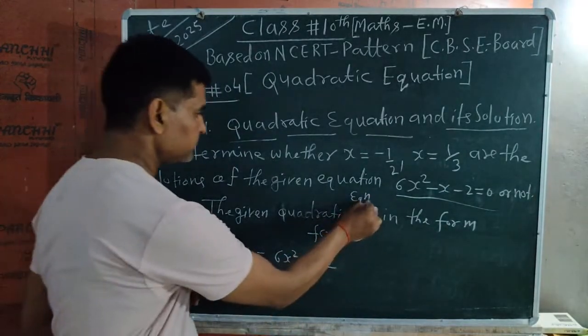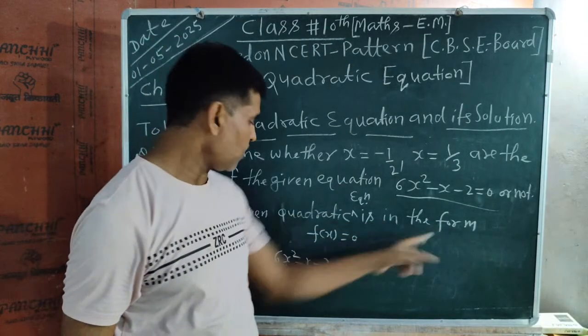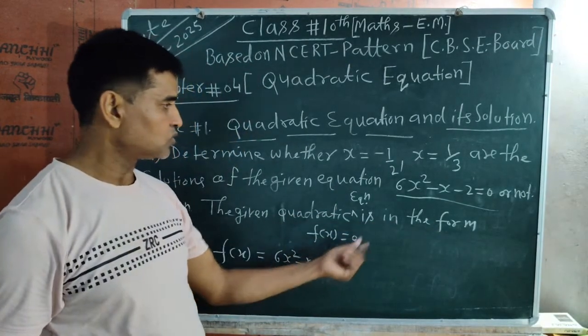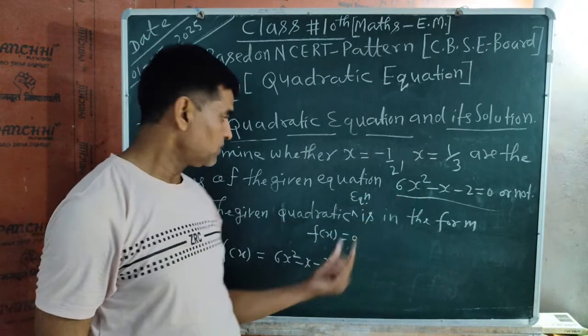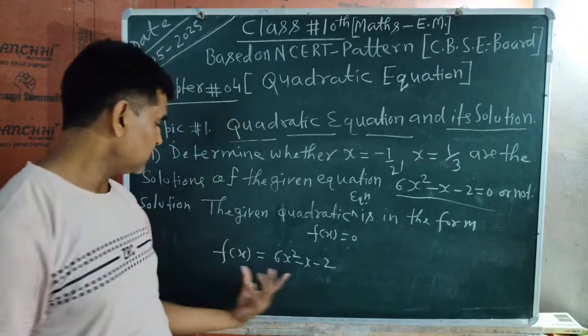Okay, student. So the given quadratic equation is in the form f of x is equal to 0. So in the place of this, I will write the expression 6x square minus x minus 2.